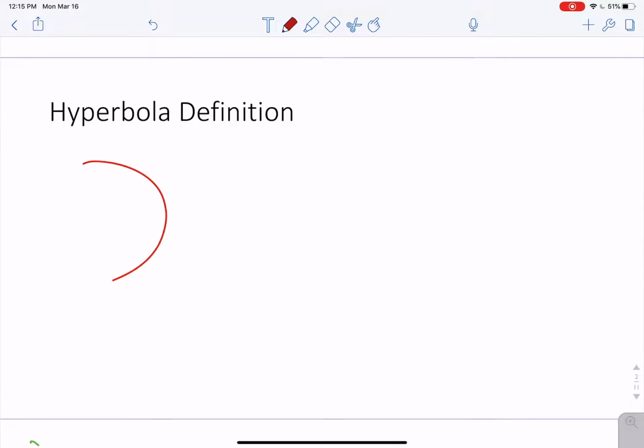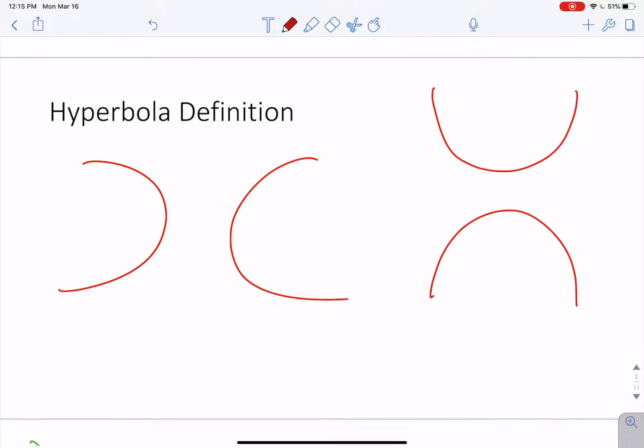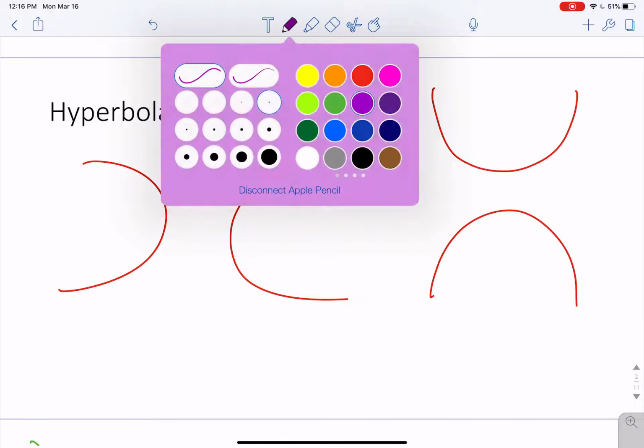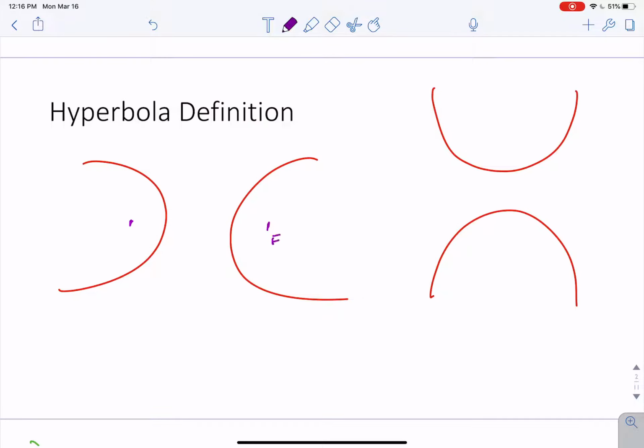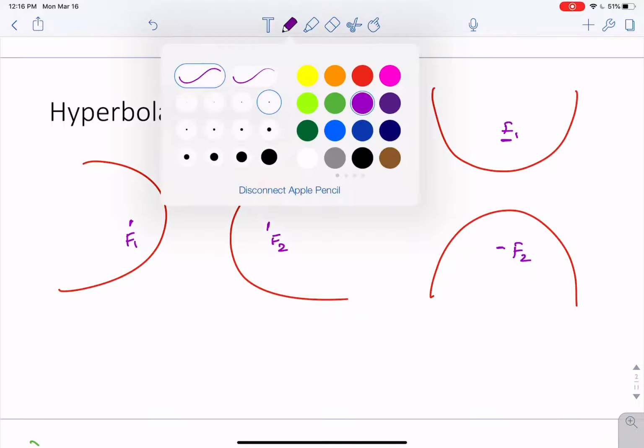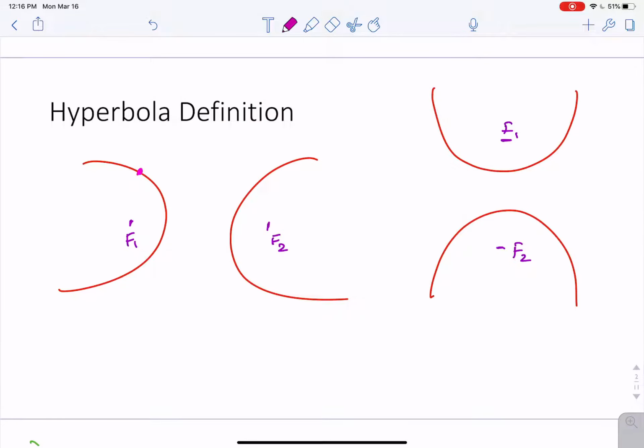So hyperbola is a shape that looks like this. It can also look like this. And how it's defined is that if we find the two foci on the hyperbola, so like there and there, those are two fixed points. Any point on this hyperbola, if I find the distance from it to the two fixed points, the difference of these distances is constant. So that gives us our definition.